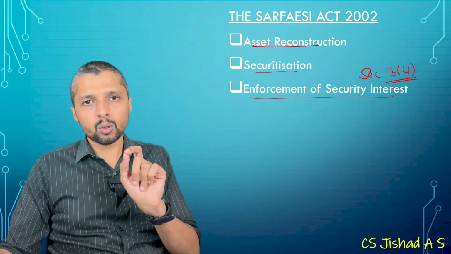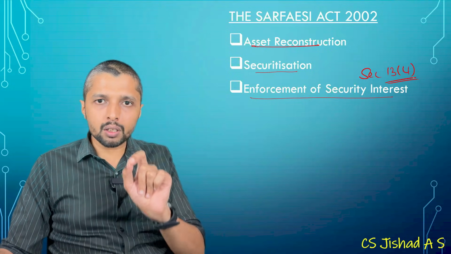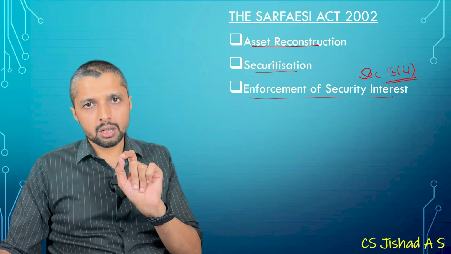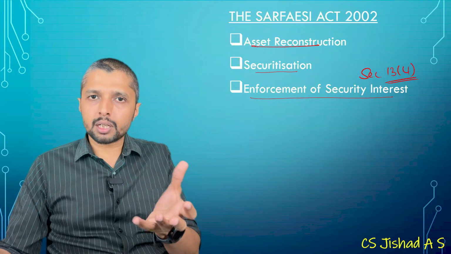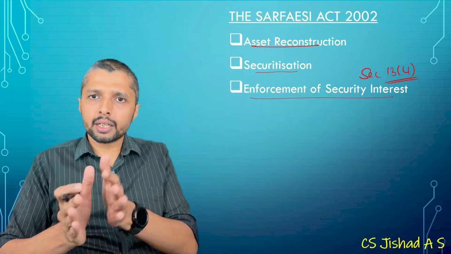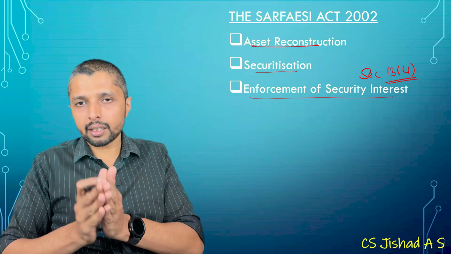One thing you have to note with respect to this December examination is that the minimum net owned fund of an asset reconstruction company is now 300 crore. Okay, in the material you might be seeing that it is 2 crore. It was 2 crore, but the master guidelines of RBI changed it to 100 crore. Then it was made 200 crore, and now it is 300 crore.